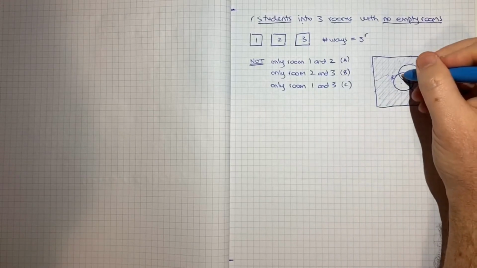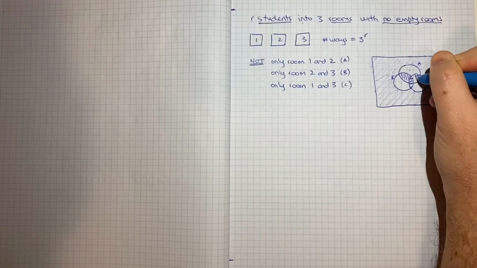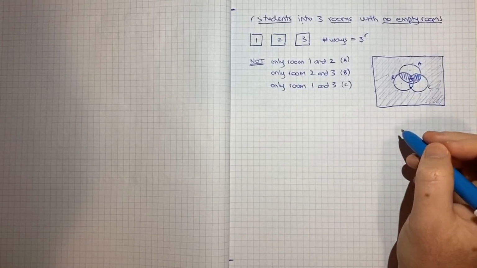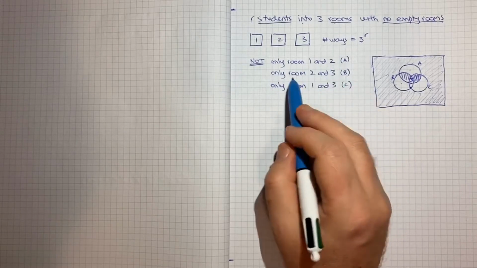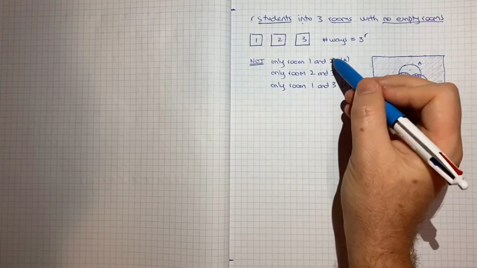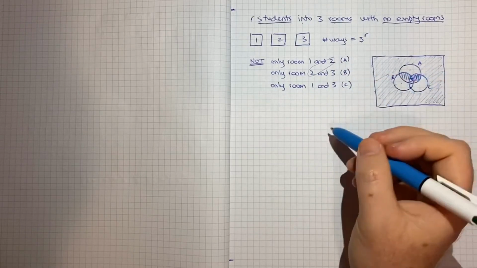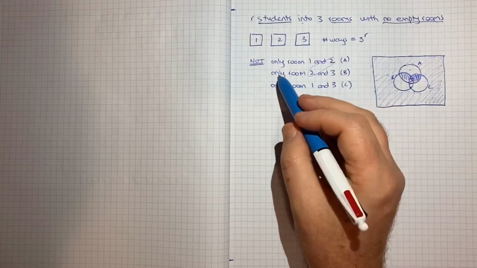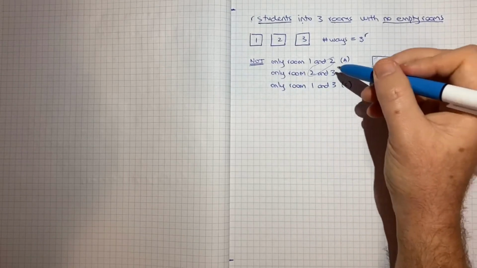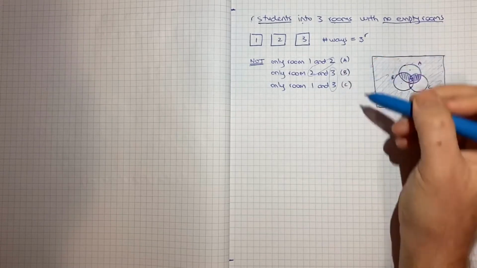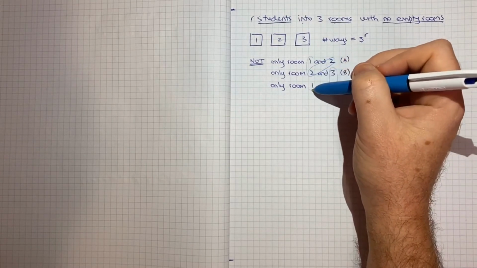Now there are also the intersections that we have to think about, because we don't want to be doing any double counting here. So when I go only room 1 and 2 and only room 2 and 3, we see that only room 2 would intersect those. And if I do only room 2 and 3 and only room 1 and 3, so the intersection of B and C, only room 3 would satisfy those, and then only room 1 as well.